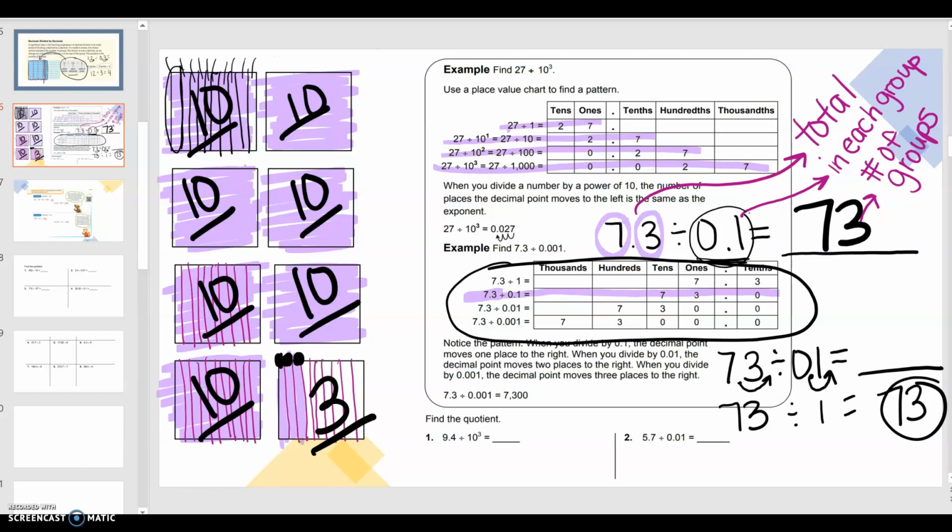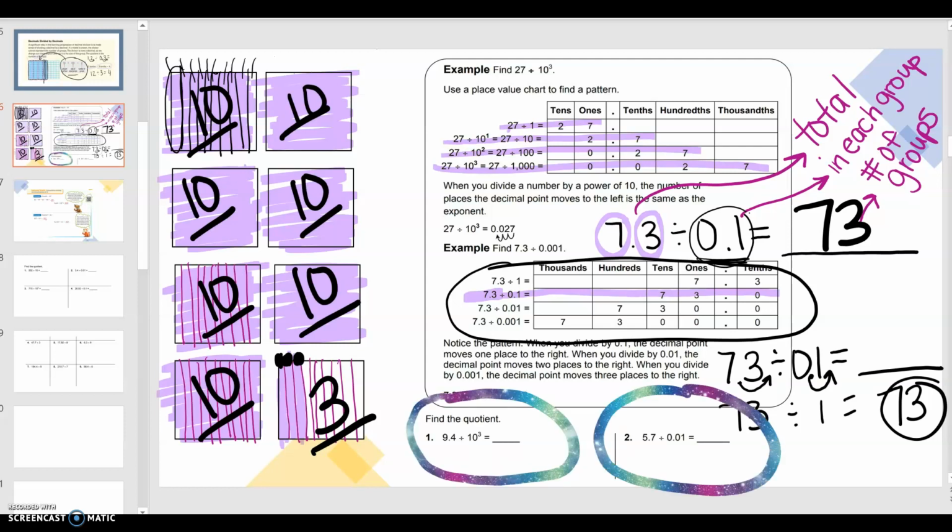So what I want from you is to try number 1 and number 2. I know you guys are math rock stars, so this is probably way too easy for you, but try number 1 and 2. Post your answers to number 1 and 2 in Dojo for me, and then we'll talk about it. I am going to make another decimal video for you guys probably tomorrow, so be looking for that. Post any questions that you may have in Class Dojo.